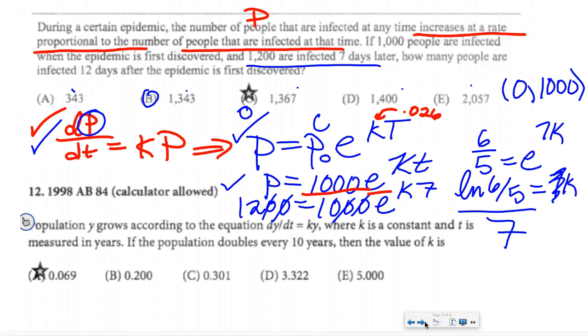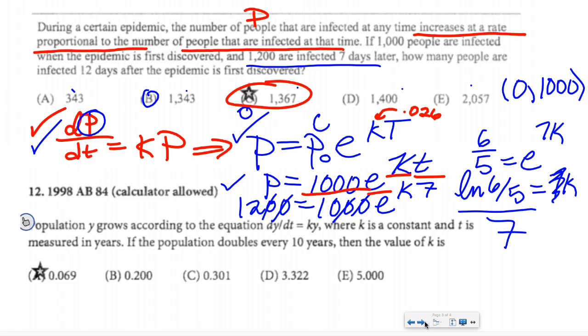E to the 0.026 times 12. They gave me the starting amount, 1,000. I found the constant of proportionality, and I'm plugging it all in. And if you do that correctly on your calculator, it should yield C. So give that a whirl.